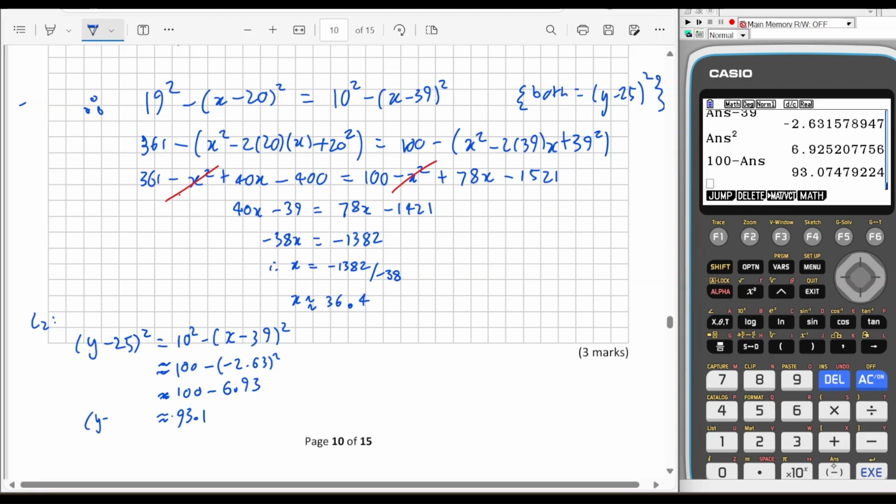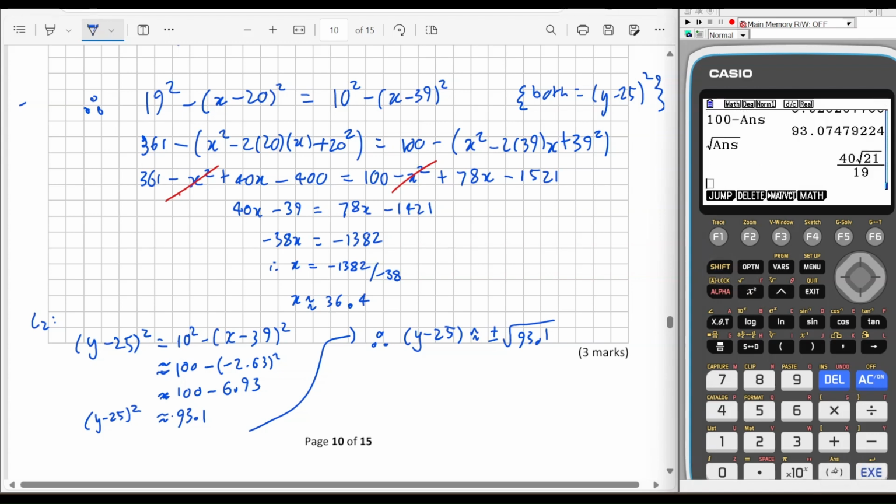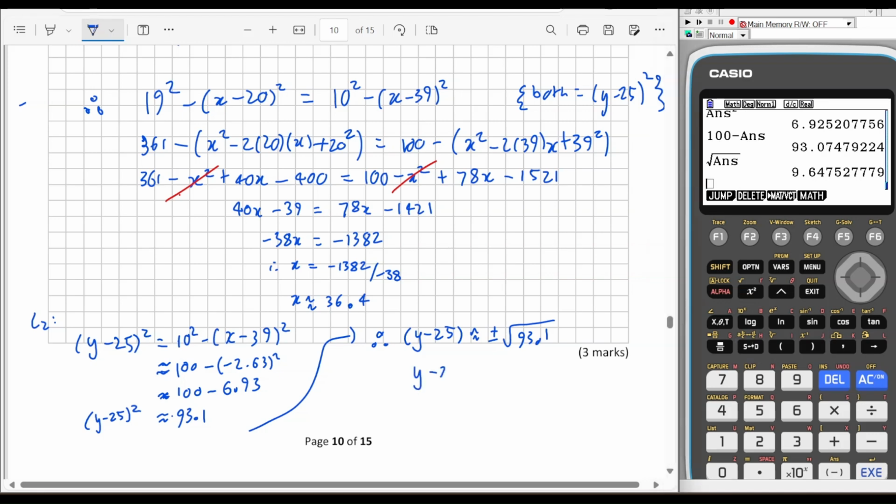So this is y take 25 squared is 93.1. Therefore, y take 25 would have to equal plus or minus the root of 93.1, and this is an approximate. So we're going to take the square root of that answer. So 9.65. All right. And then y's got to be 25 plus or minus that.